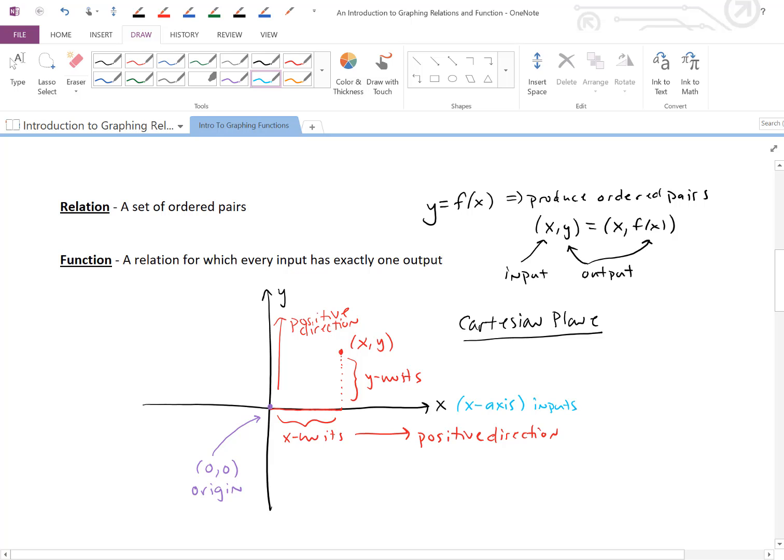Likewise, the vertical axis is called the y-axis, and that's where we put our outputs.